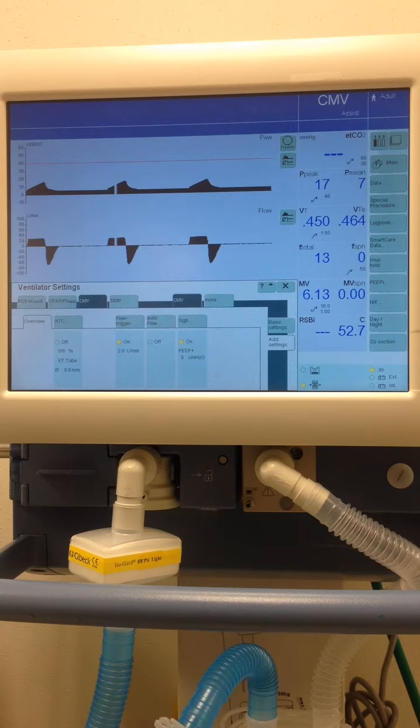We are essentially going to make this volume control mode be PRVC. So the ventilator is going to give a volume breath, measure the plateau pressure, and then deliver pressure controlled breaths after that. With those pressure controlled breaths, the ventilator is going to adjust its pressure control by increments of 3 centimeters of water pressure each breath until it achieves our targeted tidal volume, which is 450.